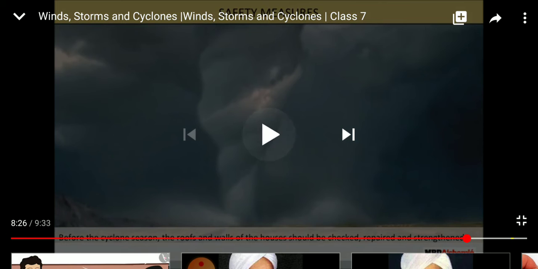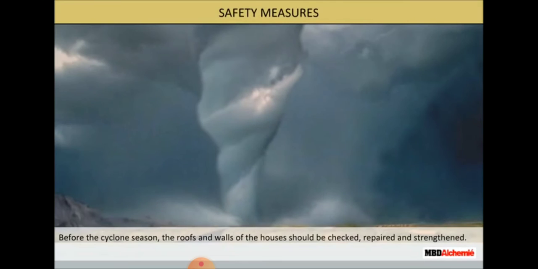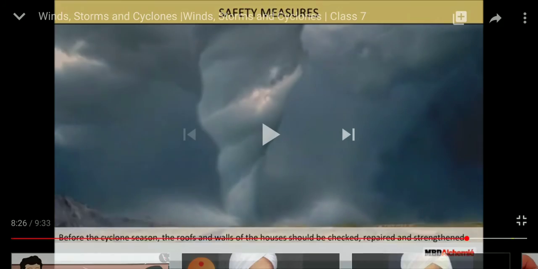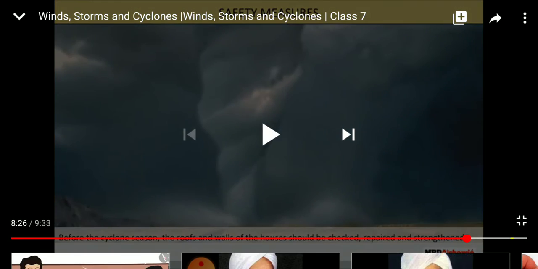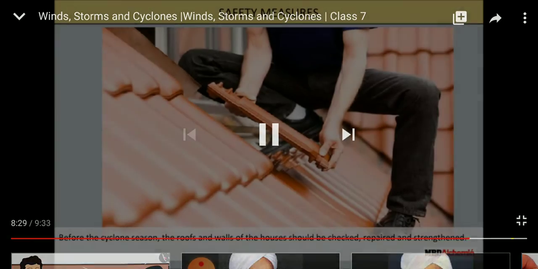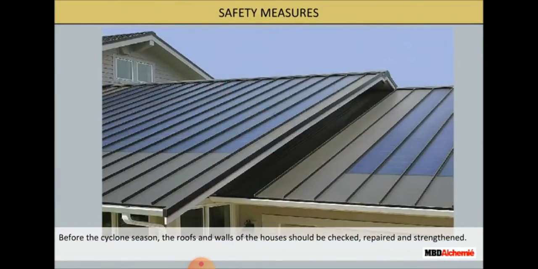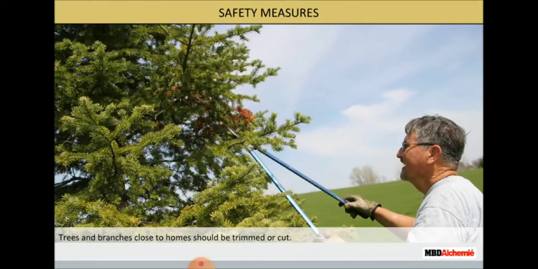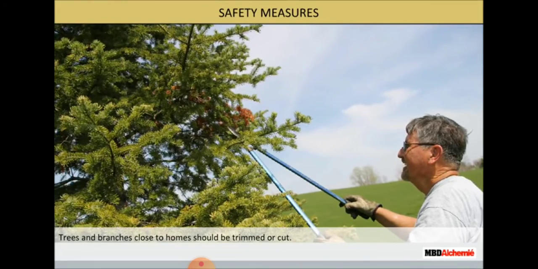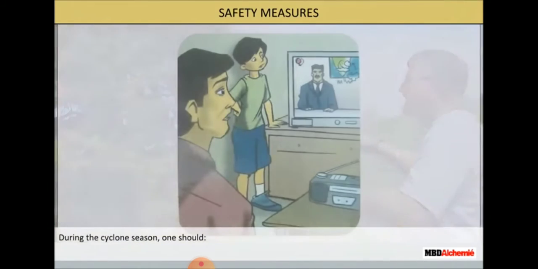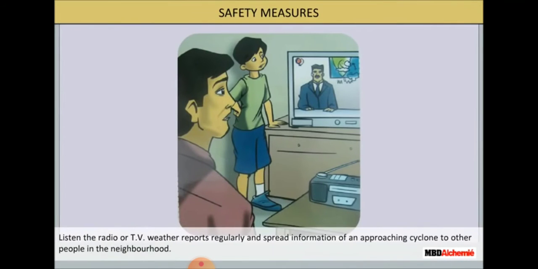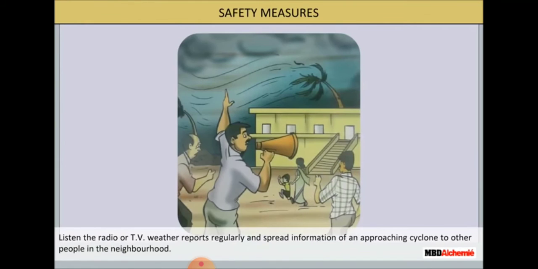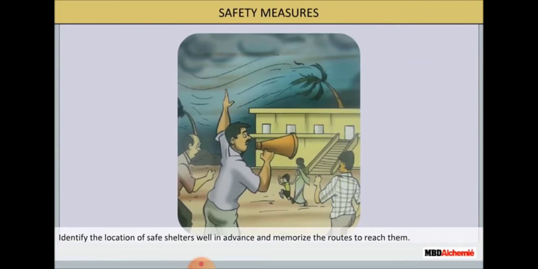So what are the safety measures? Before the cyclone season, the roofs and walls of the houses should be checked, repaired and strengthened. Trees and branches close to the homes should be trimmed or cut. During the cyclone season, one should listen to the radio or TV weather report regularly and spread information of an approaching cyclone to the people in the neighborhood. Identify the location of a safe shelter in advance and memorize the routes to reach it.